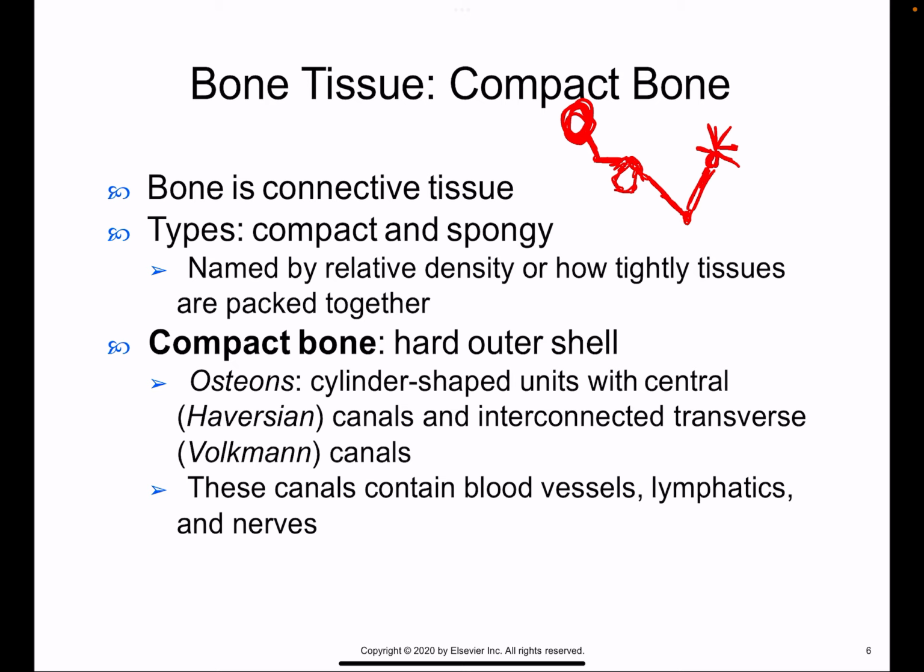And they were named because of the relative density, or how tightly the tissues are packed together. So with the compact bone, everything's packed together very, very tightly, whereas with the spongy bone, things aren't really packed together that tightly. You're going to see little porous openings upon the spongy bone, which are going to be.